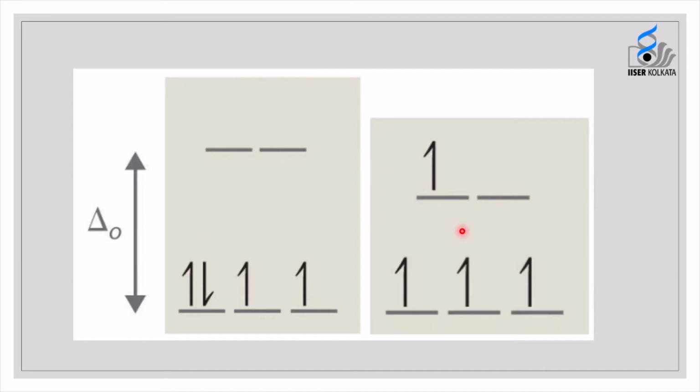This is the case with a weak field ligand, where this gap is significantly less than the pairing energy. So the electron, instead of pairing, goes to the upper orbital. As electrons also prefer to remain unpaired, they form high spin complexes, whereas strong field ligands form low spin complexes because these two electrons are of opposite spins.